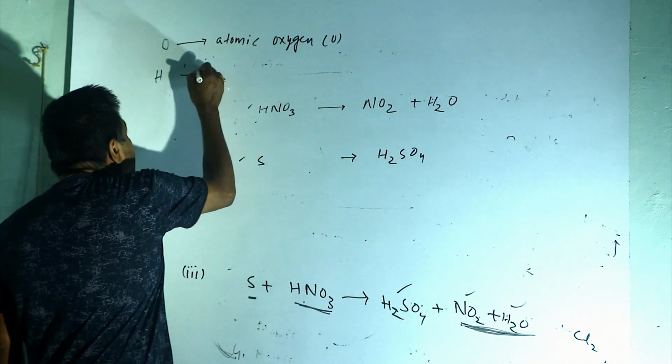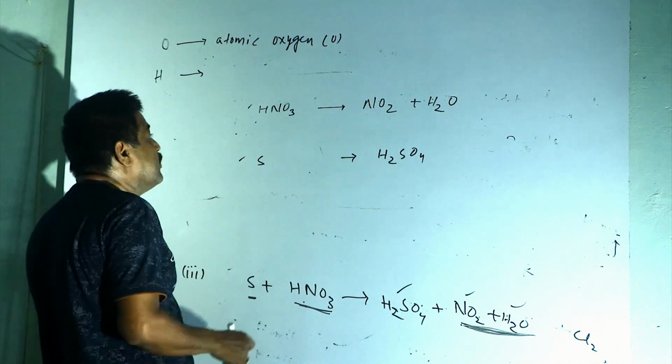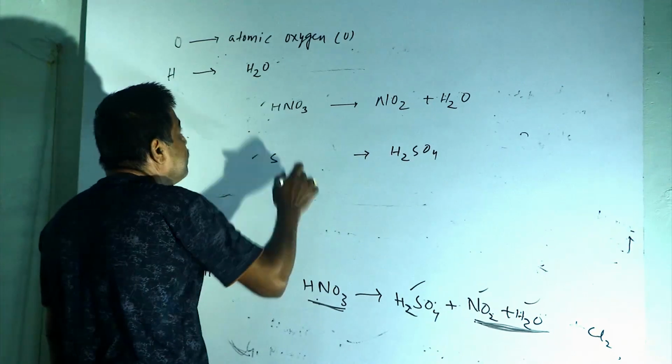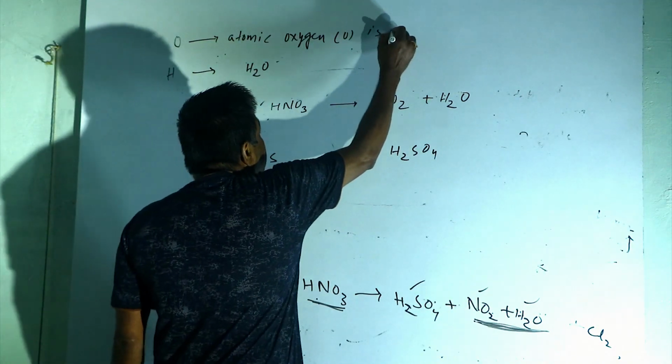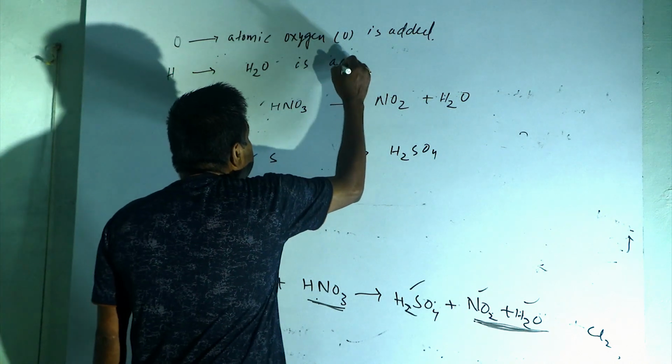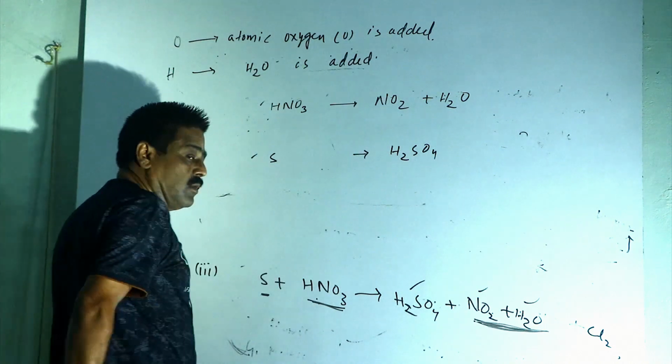If there is shortage of hydrogen, unequal number of hydrogen, then H2O is to be added. H2O is to be added. Atomic oxygen is added. Here H2 is added. How? Let's see.